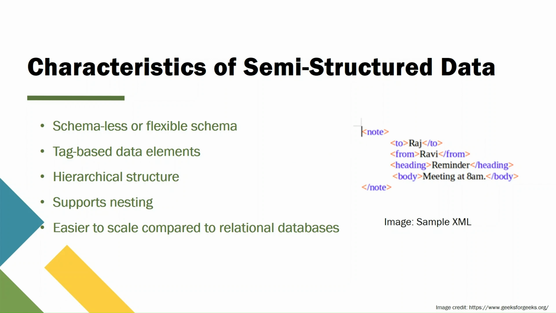Then the third characteristic is hierarchical structure. The hierarchy flows from parent to the children. We can have nested children of the children tag as well. There will be no limit for the nesting. And finally, it is easier to scale compared to relational databases.